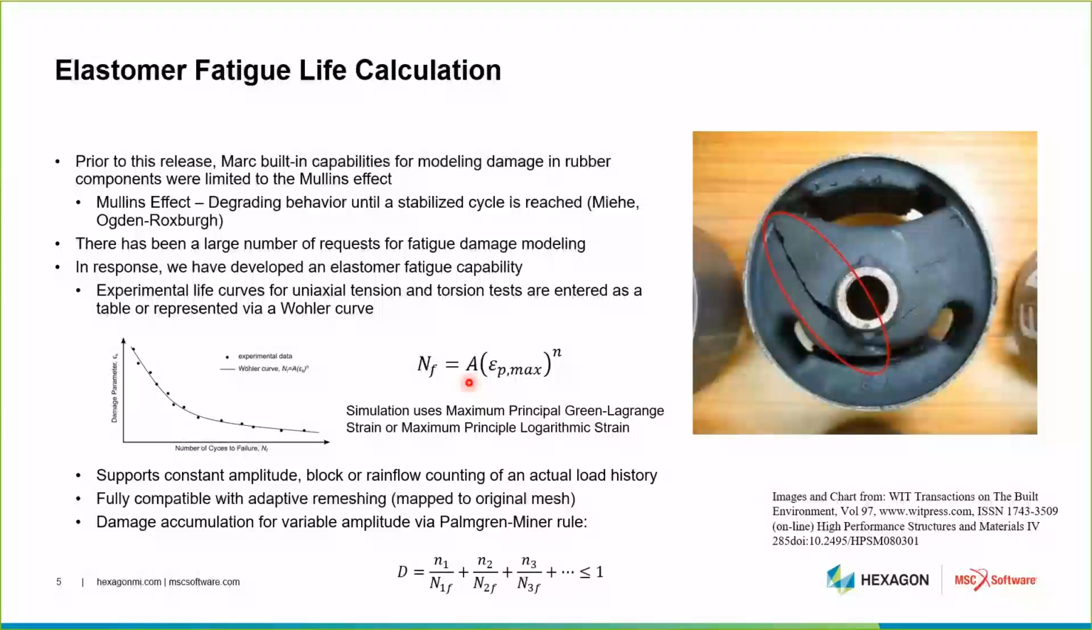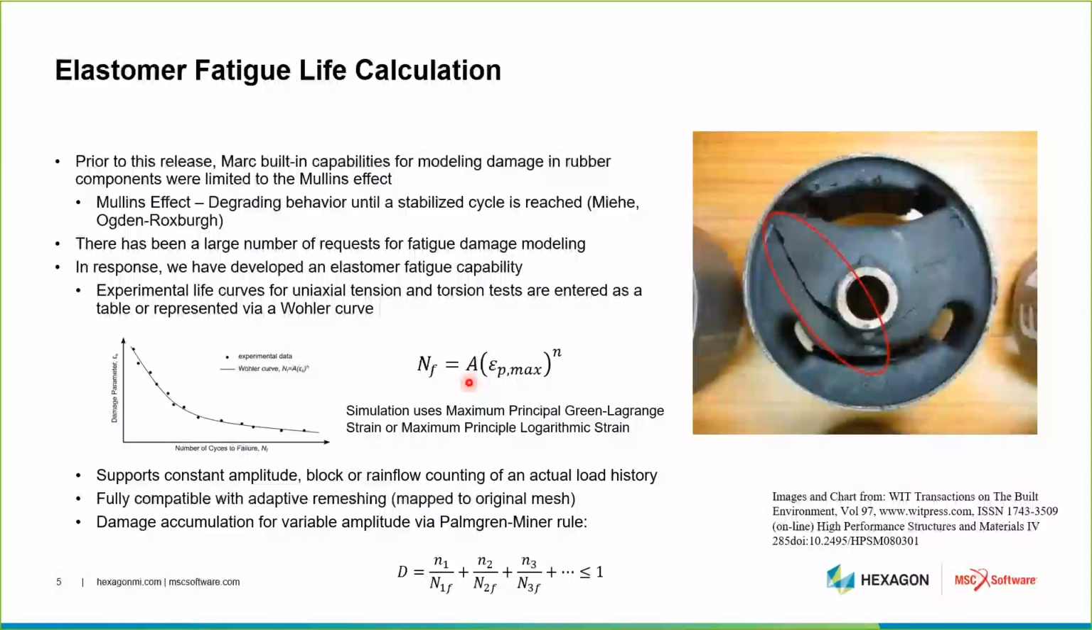The other thing that was very important with elastomers was that it's fully compatible with adaptive remeshing. So all the fatigue results are mapped to the original mesh. Obviously, when we're dealing with rubbers and elastomers, it's not uncommon that adaptive remeshing is used. And so it was important to us to make sure that we had that supported. There's also an additional advantage when you have remeshing: when we remap back to the original mesh, if you have to modify your mesh, you know exactly which nodal points in the original configuration or which element some of your hotspots were around.